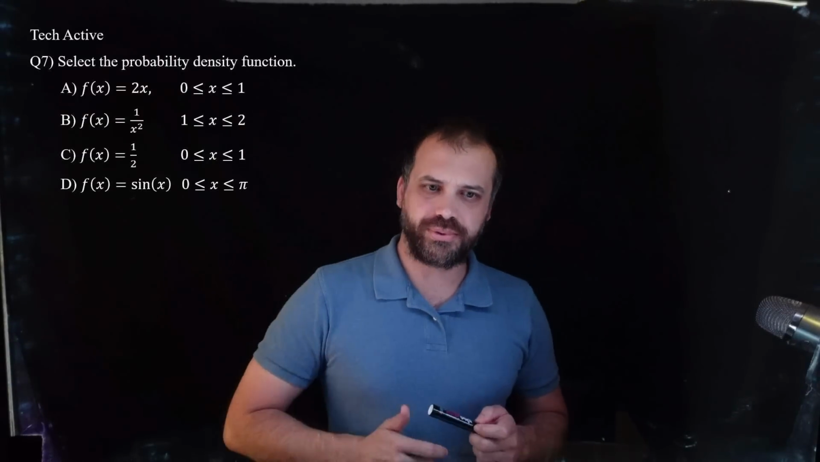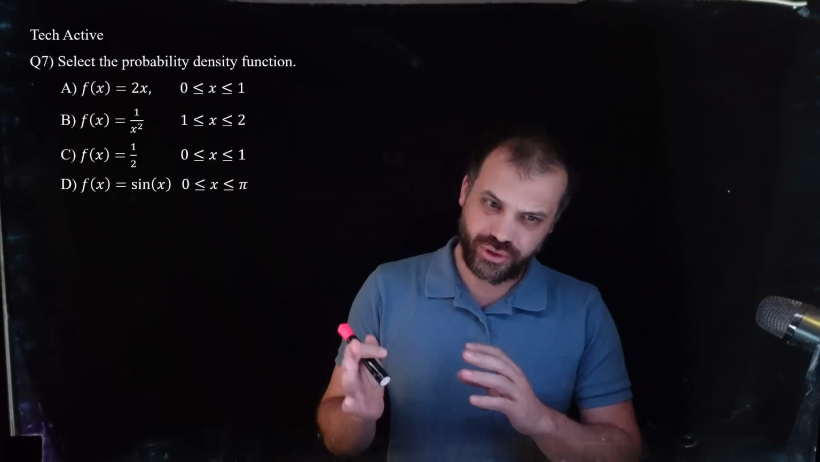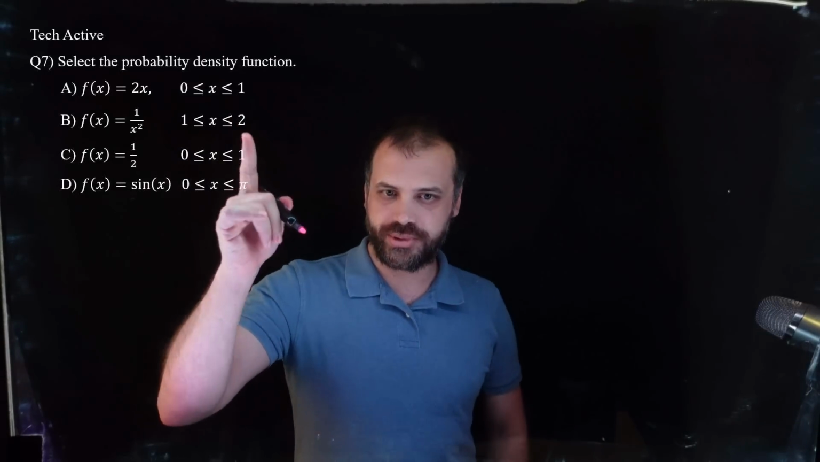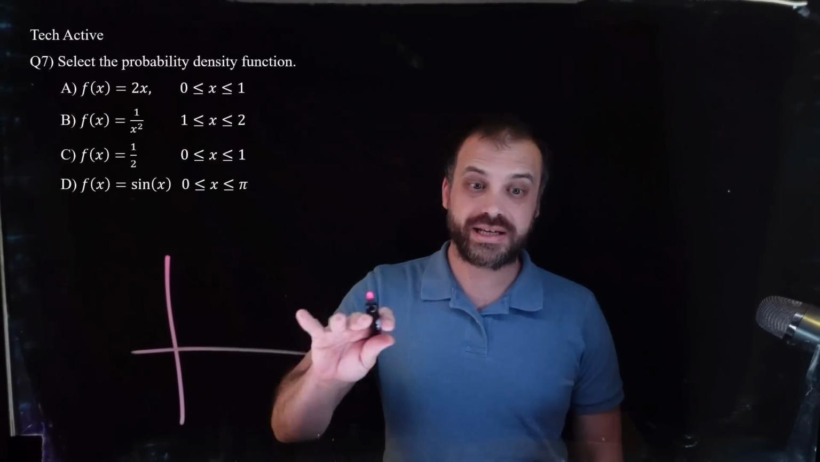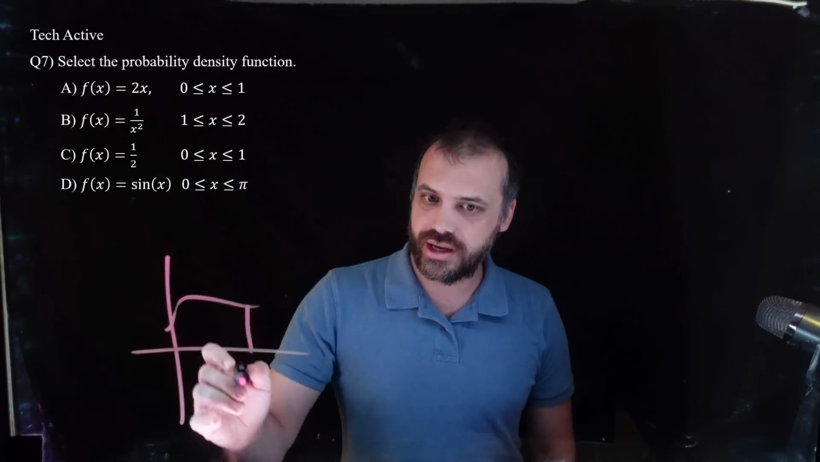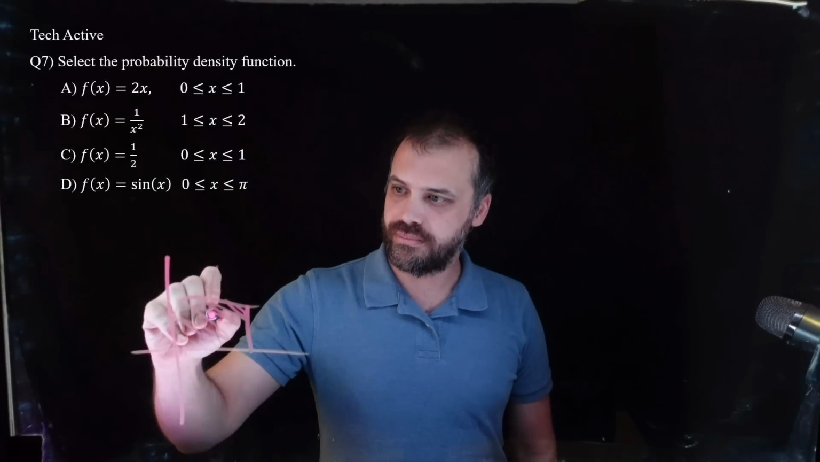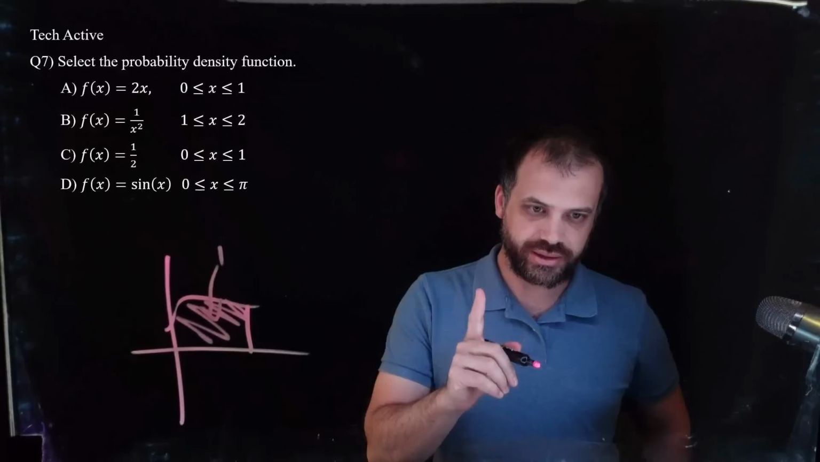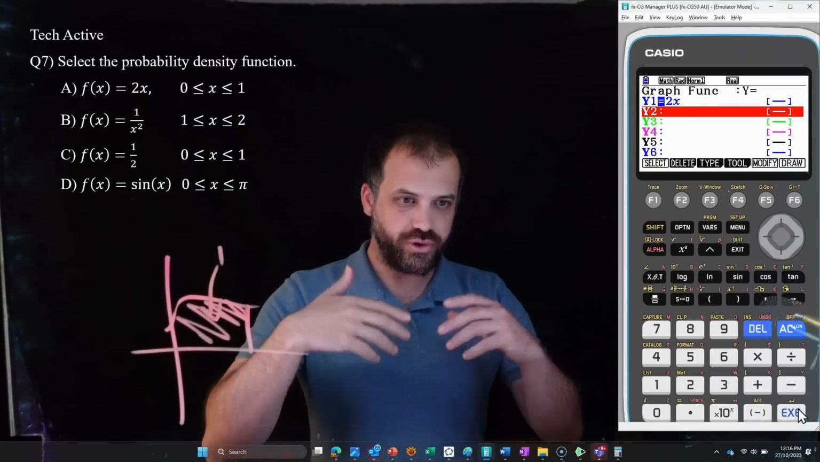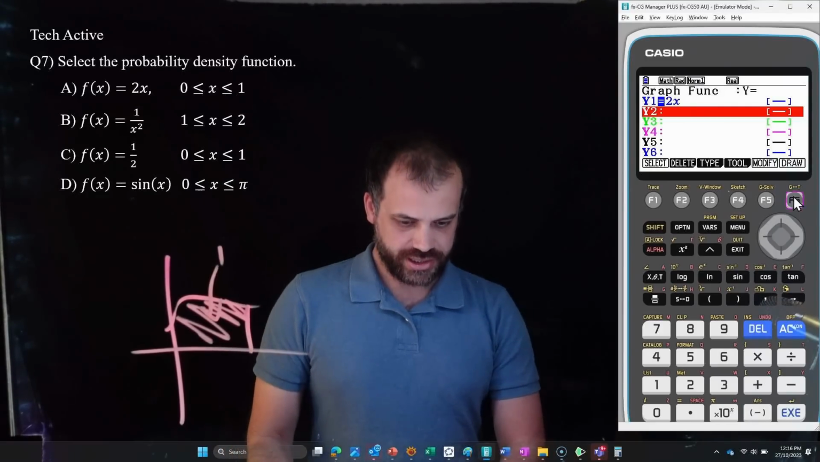Alright, super simple question here, but one that if you don't know what's going on, you've got a problem. When it comes to probability density functions, it doesn't matter what the shape is, it could look like anything, but the area under the curve must be equal to 1. So that's what we're looking for with these options. I don't think there's much for it. I've just got to type in my options and see if they work.